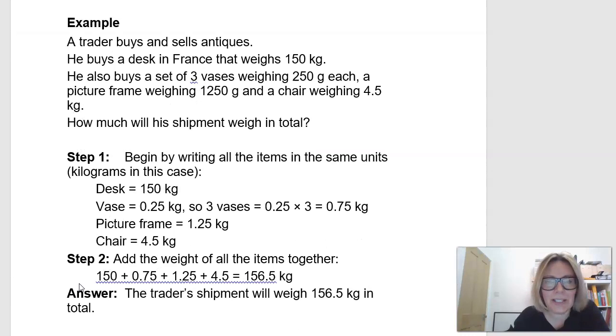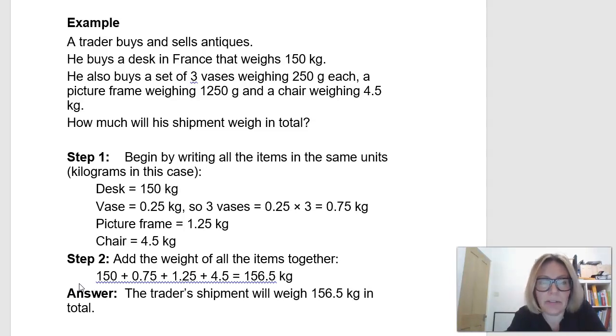Let's have a look at another question. A trader buys and sells antiques. He buys a desk in France that is 150 kilograms. It's a metric measurement. He also buys a set of 3 vases weighing 250 grams each, a picture frame weighing 1,250 grams, and a chair weighing 4.5 kilograms. How much will his shipment weigh in total? Well, we've got a mixture here, haven't we, of kilograms and grams. So we're going to need to convert them all into kilograms before we start.